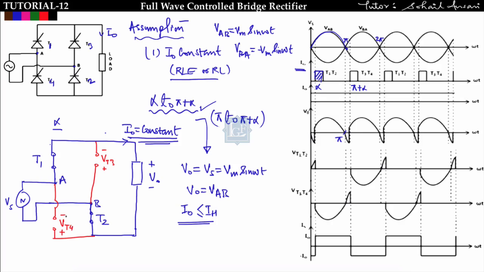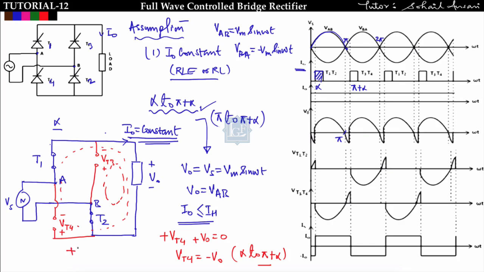Now apply KVL across this VT4, point A and V0. Apply KVL in this loop. You will get plus VT4 plus V0 is equal to 0. So VT4 will come out to be minus of V0 from alpha to pi plus alpha. Similarly, if you apply KVL in this loop, you will get plus VT3 plus V0 is equal to 0. So here also VT3 will come out to be minus V0 from alpha to pi plus alpha.